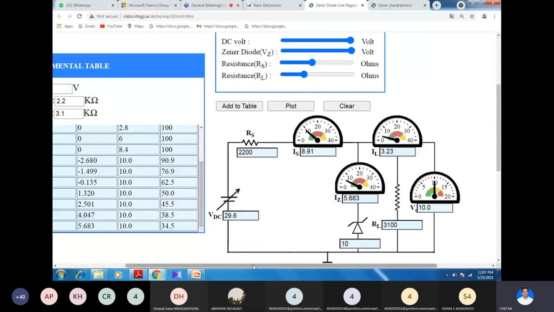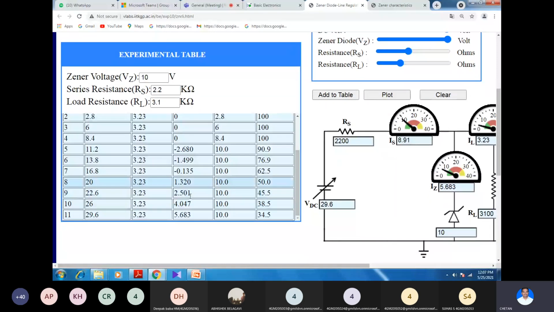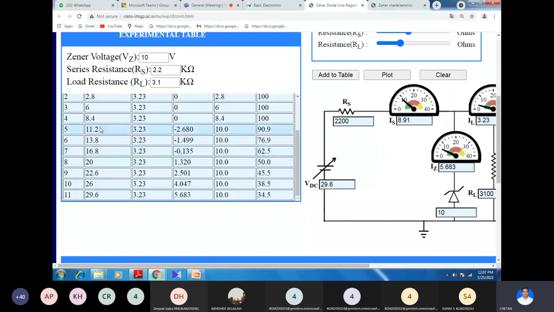So I have taken sufficient readings here. You can observe whatever the voltage changes, right? From serial number 5 to 11, the VDC value has changed from 11.2 up to 29.6. For these changes, you can observe the output voltage. The output voltage is 10, which is exactly equal to the Vz of the diode, that is, the reverse breakdown voltage, right? Is that clear?